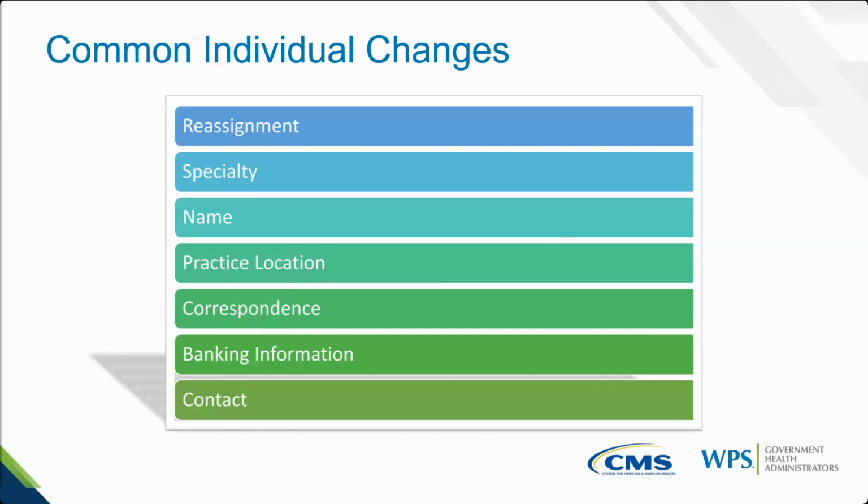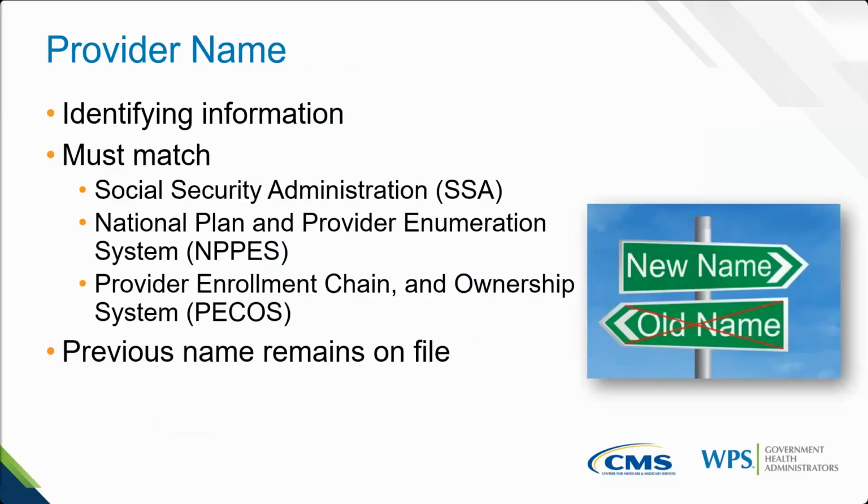And contact information. Contact information is something pretty critical to keep up to date because that's who we are able to speak to about the application, and if they're not on file, we can't release information to them. So those are things that we would definitely want to keep up to date. So we'll start with the provider name.